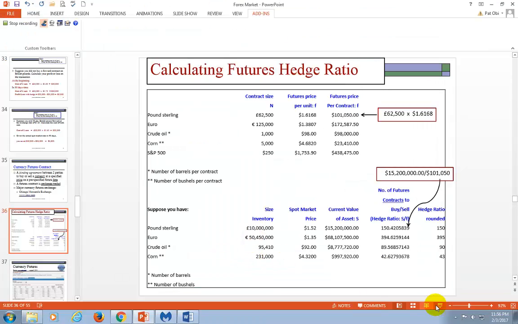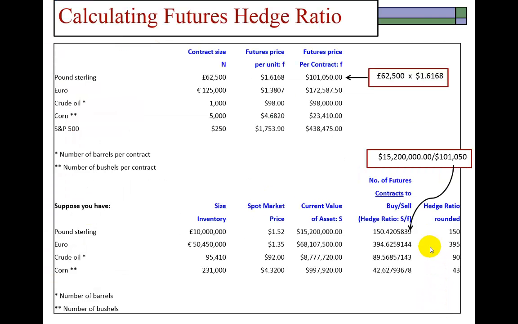All right, going back to the presentation. Now though, let's say that you have a million pounds sterling that you're an American and that you're considering bringing back to the United States. Now, currently, suppose the exchange rate is $1.52 per pound. That means that the current value of this inventory of money is 15.2 million US dollars.